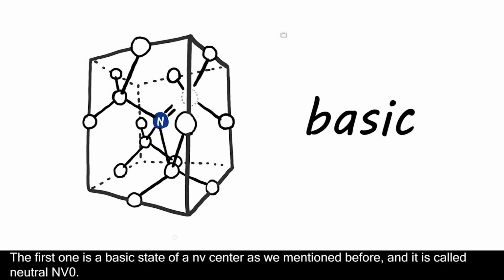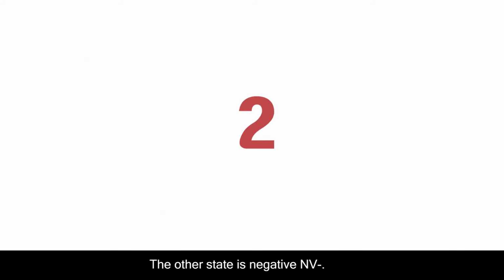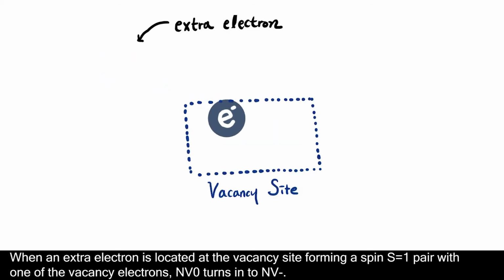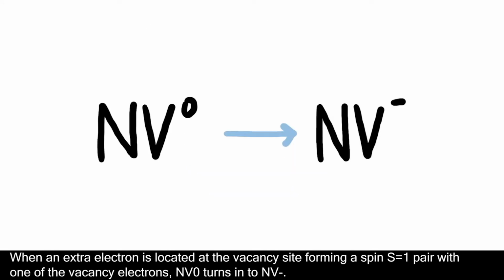The first one is the basic state of an NV center, as we mentioned before, and it is called neutral NV0. The other state is negative, NV-. When an extra electron is located at the vacancy site, forming a spin S equals 1 pair with one of the vacancy electrons, NV0 turns into NV-.